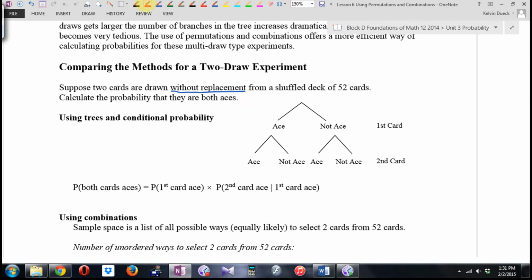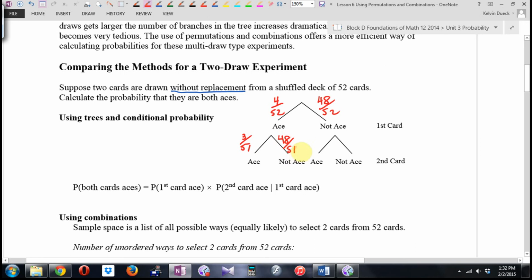What's the probability that we get an ace on the first draw? 4 out of 52. What about not an ace? 48 out of 52. Now, down the left-hand branch, we picked an ace. So what's the probability that we get an ace on the second draw? 3 out of 51. What about that we don't get an ace on the second draw? 48 out of 51.